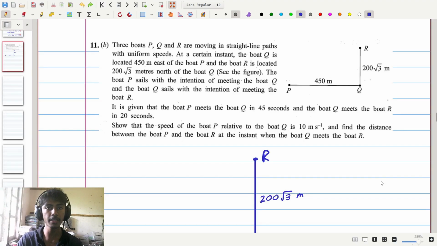2024 A-Level Combined Mathematics Paper 2 Part B question number 11 Part B. Part A of the same question was discussed in a previous video. Link in the top right. Part B of this question has to do with relative velocity.